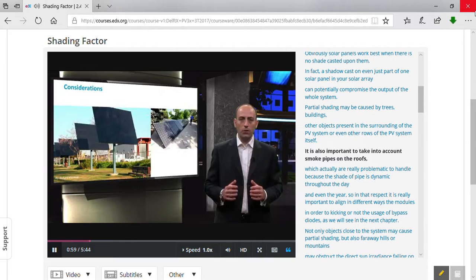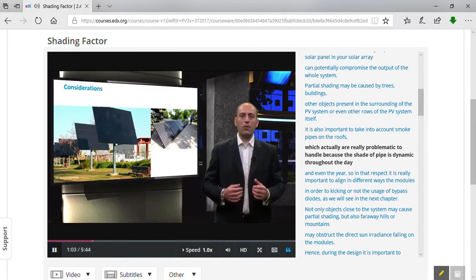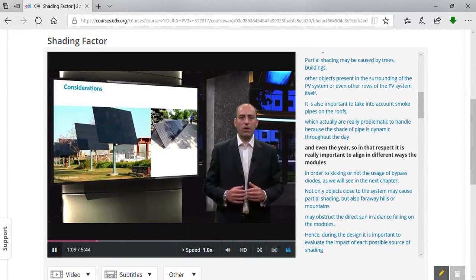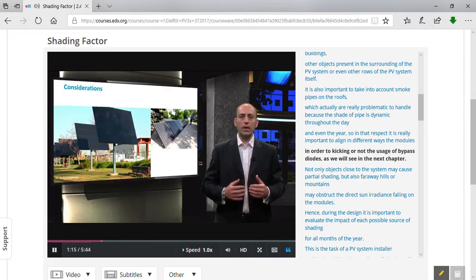It is also important to take into account the smoke pipes on the roofs, which actually are really problematic to handle because the shade of the pipe is dynamic throughout the day and even the year. So in that respect, it is really important to align the modules in different ways in order to kick in or not the usage of bypass diodes, as we will see in the next chapter.